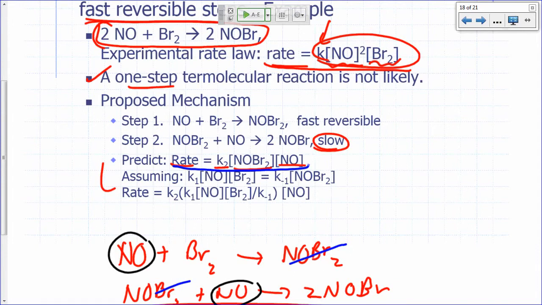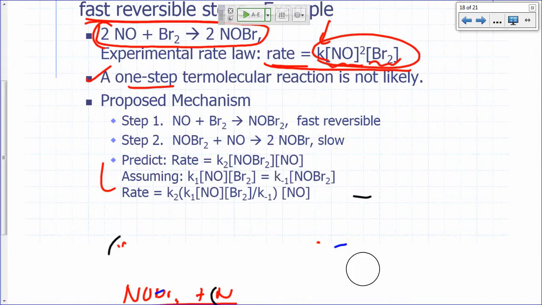What's the problem with this rate law right here? This NOBr2, we are proposing it as an intermediate. Generally you don't write rate laws in terms of intermediates because intermediates are not something you can easily control in the lab. In fact, they're very hard to measure. But we have set up the mechanism so we can express the concentration of the intermediate in terms of things that are easily measured in the lab, like the concentration of reactants and products.